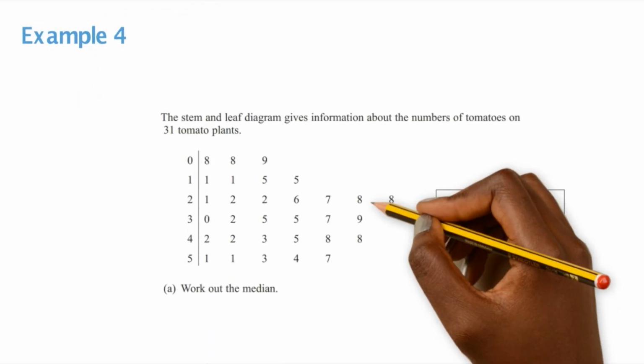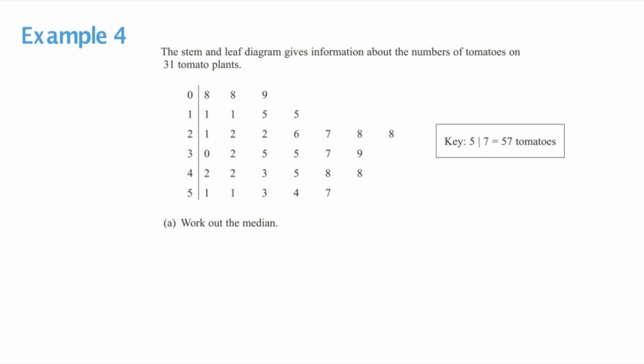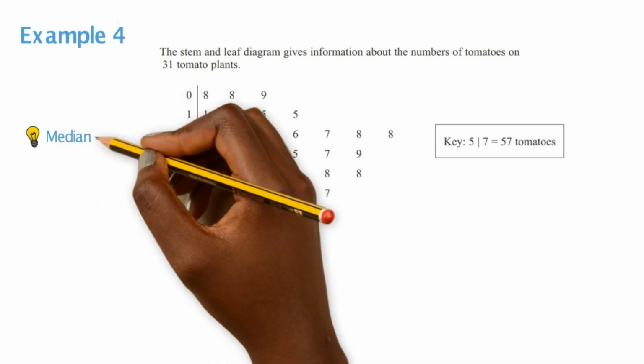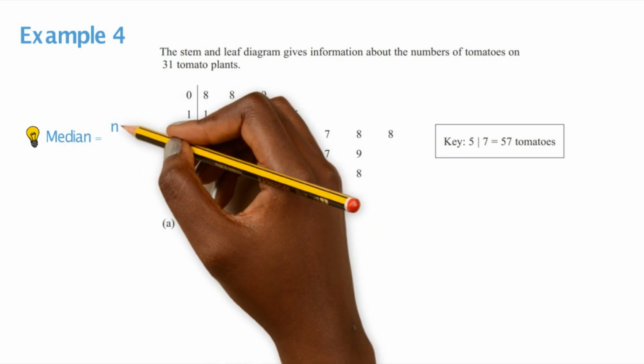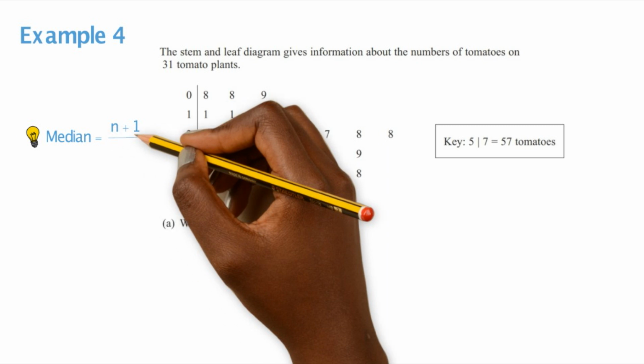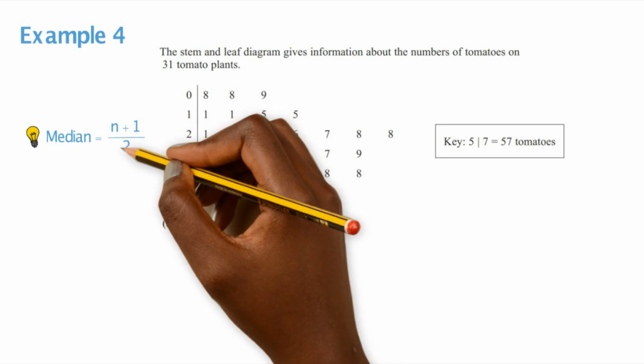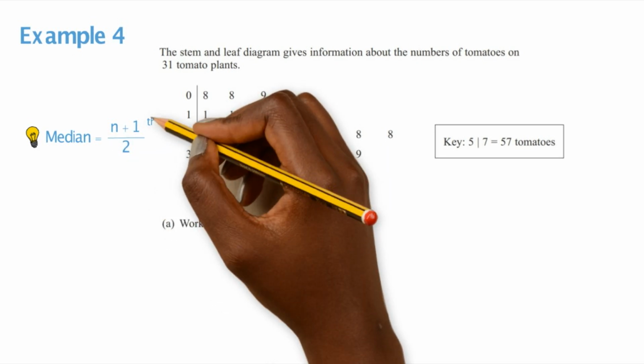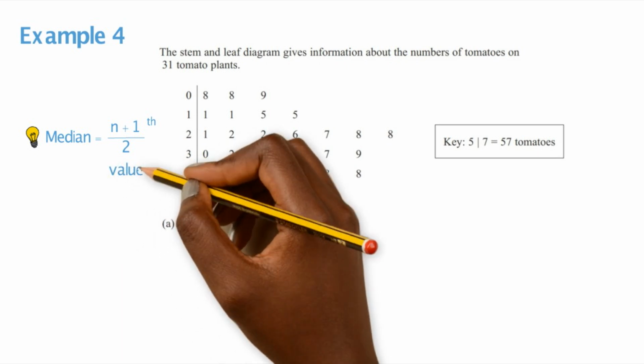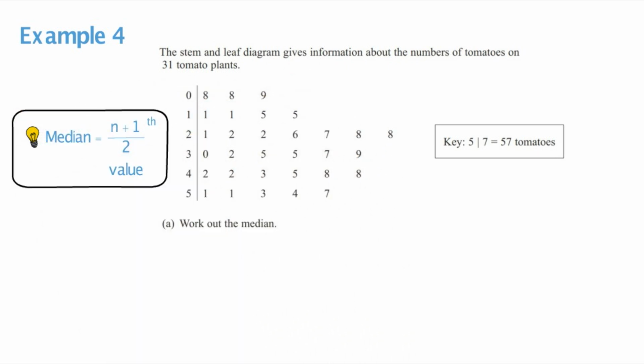Example 4. Working out the median. There is a formula to help you with understanding these questions. As we mentioned earlier, we can use stem and leaf to work out medians and quartiles. In terms of working out the median from a stem and leaf diagram, it would be n plus 1 over 2, n being the total numbers that you have, n plus 1 divided by 2. That is the position we're going to work out.